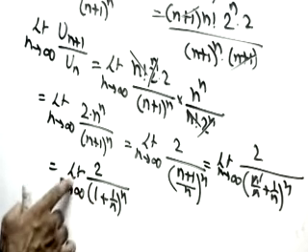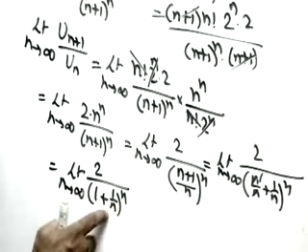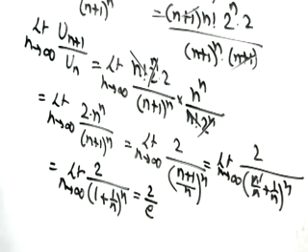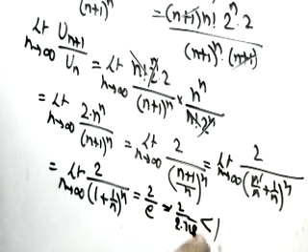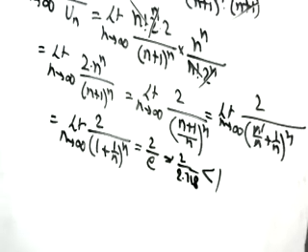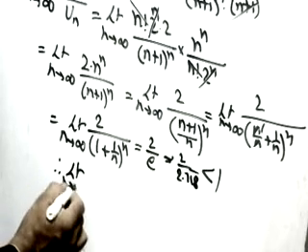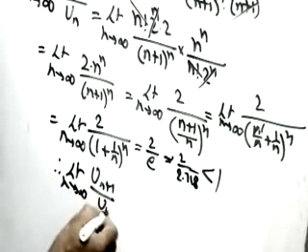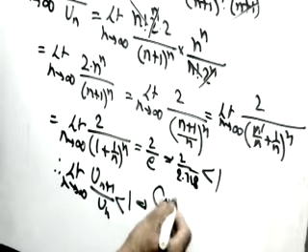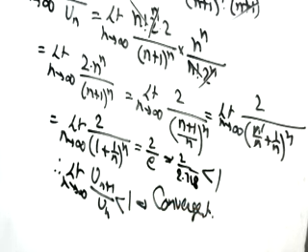Now, in the last class, we saw this formula: the limit as n tends to infinity of (1 plus 1 by n) whole power n is the value of e. So this will be 2 by e. The value of e is approximately 2.718. So the denominator is greater than the numerator, which means this value is less than 1. Less than 1 means, by the formula, it is convergent. Therefore, the limit as n tends to infinity of u(n+1) by u(n) is less than 1, which implies the series is convergent.